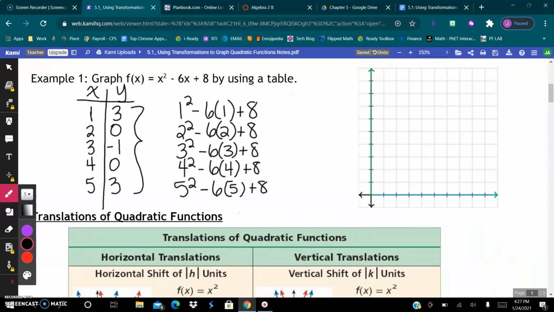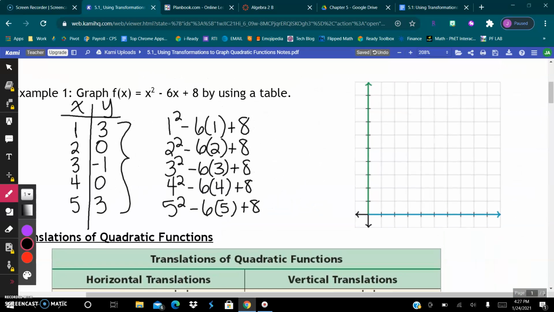And then our last part is just to plot those ordered pairs that we just came up with. So the first one is over 1 up 3, then over 2 up 0, over 3 and down 1, over 4 and up 0, and over 5 and up 3. And then you get a good picture for your U-shaped parabola there.